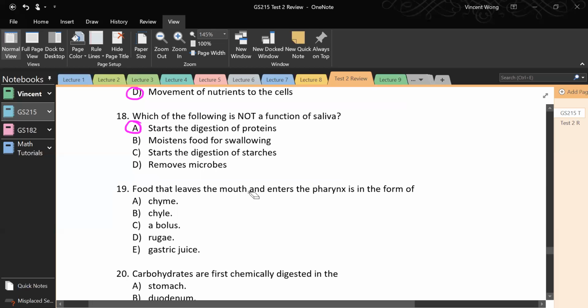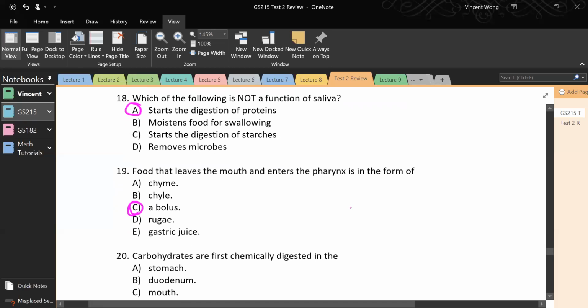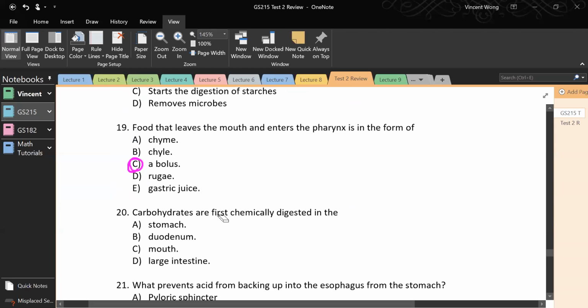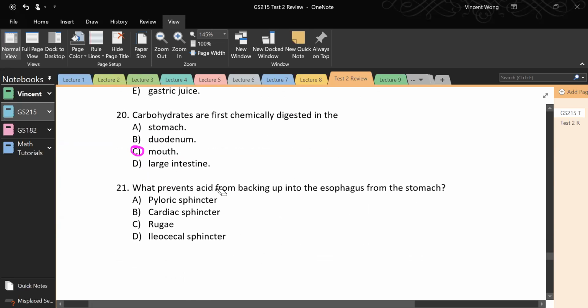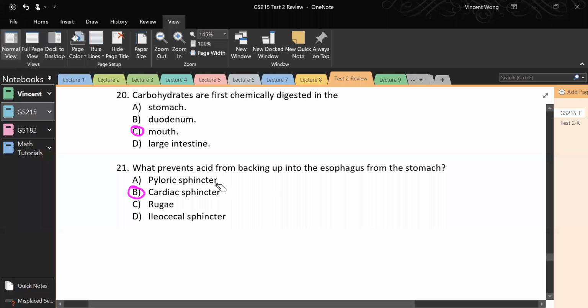Food that leaves the mouth and enters the pharynx in the form of bolus. Carbohydrates is first chemically digested in, we talked about this multiple times already, the mouth. What prevents acid from backing up into the esophagus from the stomach? That is the cardiac sphincter. Okay, pyloric sphincter is the one at the bottom. It controls how much food goes into the duodenum.